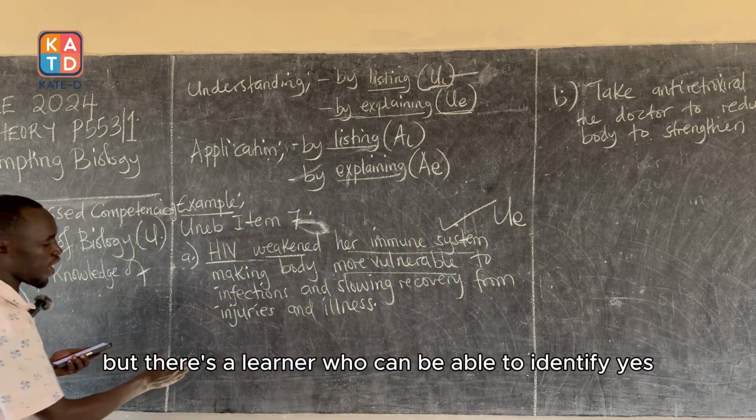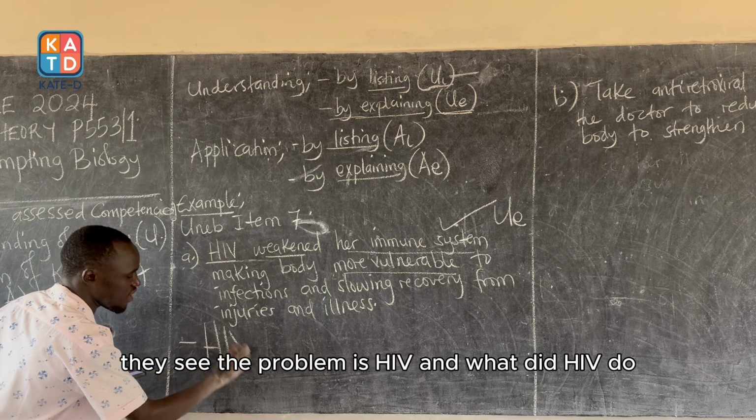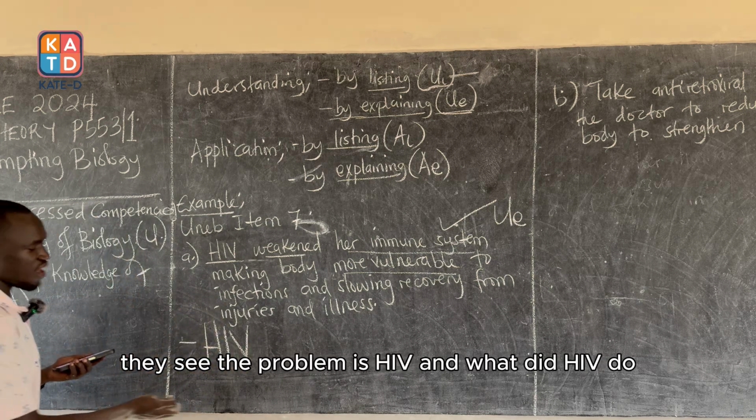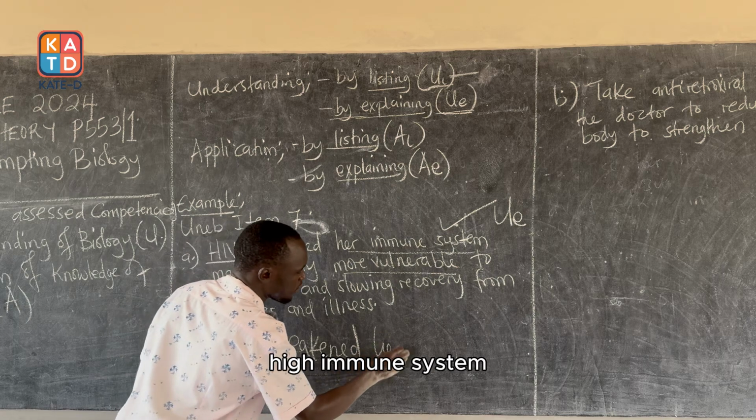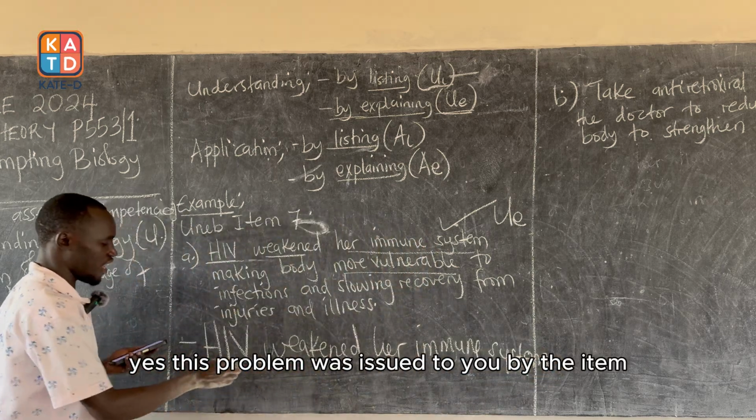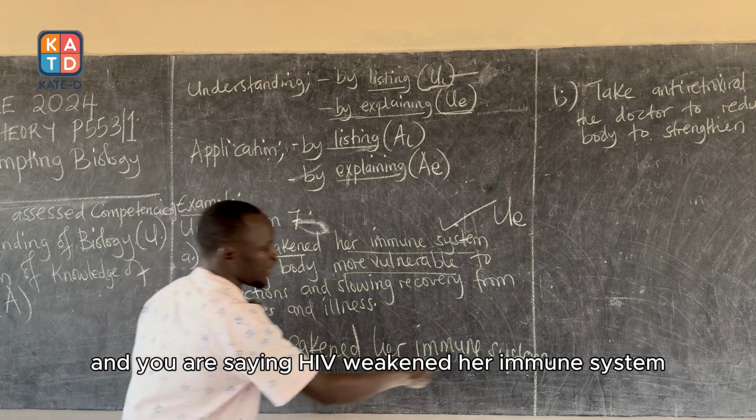But there's a learner who can identify that the problem is HIV, and what did HIV do? Weakened her immune system. Yes, this problem was listed to you by the item, and you are just saying HIV weakened her immune system.